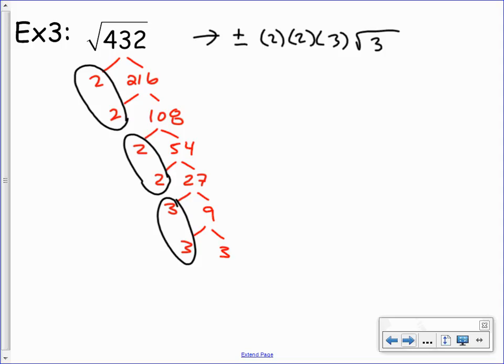So 2 times 2 times 3 is 12. So plus or minus 12 root 3. Now Abby saw that 144 times 3 is 432, which is awesome. If you go that route, that's great. Just make sure everything is simplified into the radical, because you may or may not miss a square.